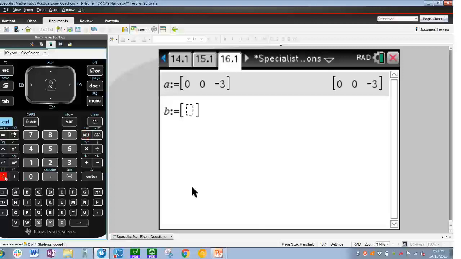So we've got i plus nj, so that's (1, n, 0). Make sure that all your vectors have the same dimensions. They all have 3 dimensions there. Okay, now moving on to C.